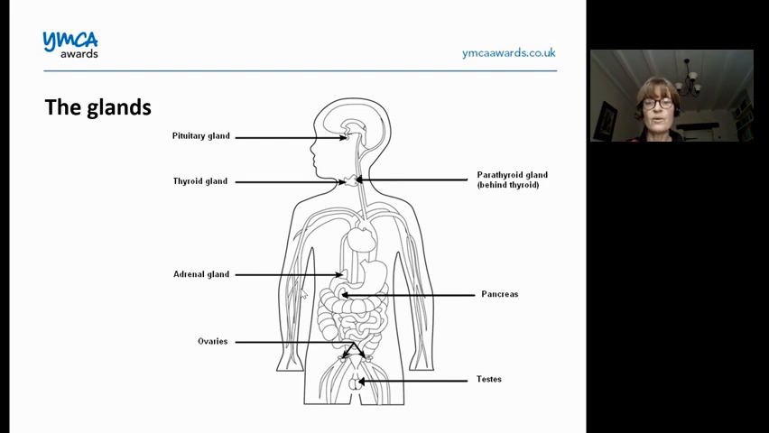Then in our neck, we've got our thyroid and our parathyroid gland, and our adrenal glands that are sitting just on top of the kidney. We've got our pancreas, which is an organ found within our abdominal cavity. And then we've got ovaries and testes, which are obviously the male and female glands that produce hormones.